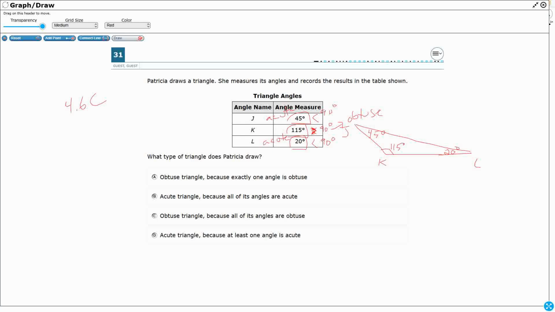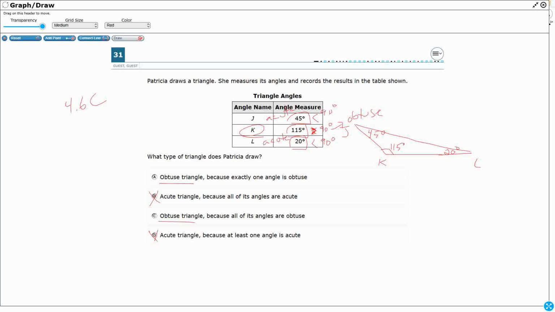So I got two acute angles, one obtuse angle. So what do we know about this type of triangle? Well, this is going to be an obtuse triangle. So it's either going to be A or C. It's not going to be an acute triangle. We need an acute triangle with all three angles to be acute, and angle K is the one that's larger than 90. Now, why is it obtuse?